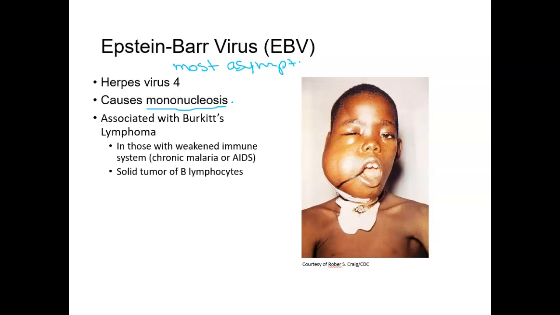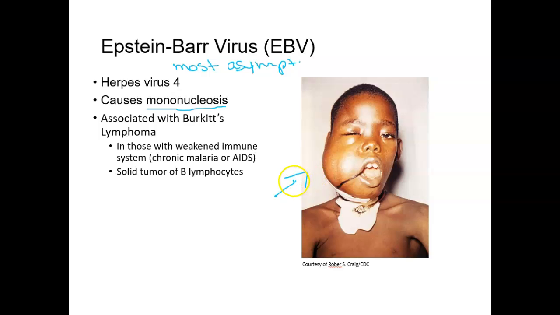But most people with Epstein-Barr are asymptomatic. In fact, they think 95% of the US population is infected with Epstein-Barr virus. So why is it some people get mononucleosis and others don't? And why is it some people with Epstein-Barr get tumors?